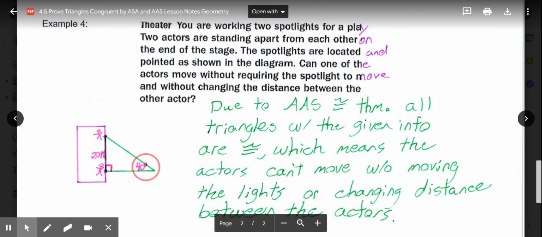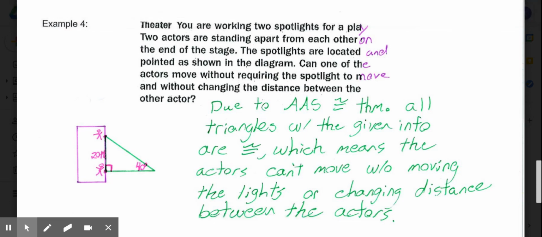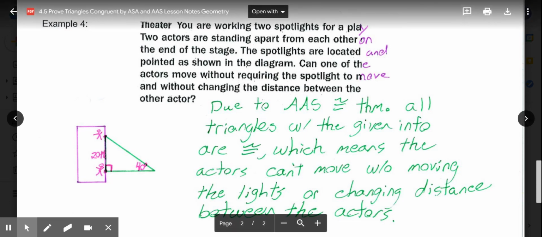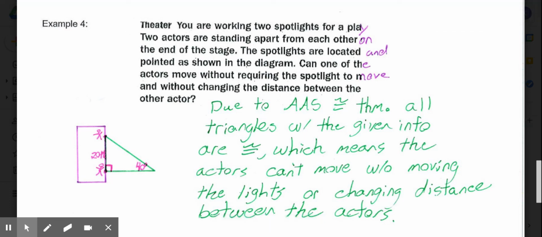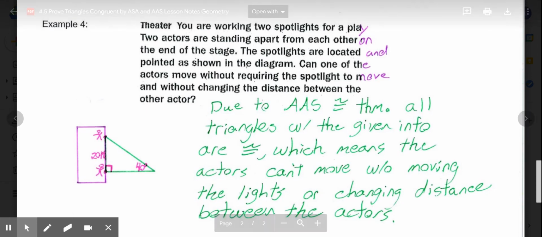So all the triangles that are 40-degree, 90-degree, and then 20 feet need to be the same exact size and distances along the sides. So if any of these things changed, so if this actor moved 1 foot over here, that means we would have to change the angle of the lights or the distance from the actors. So what it's asking is, can one of the actors move without requiring the spotlight to move and without changing the distance between the actors?